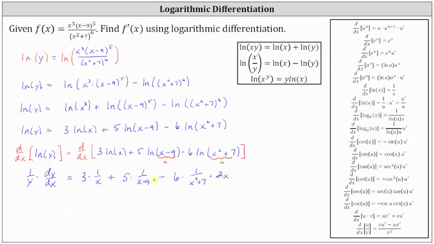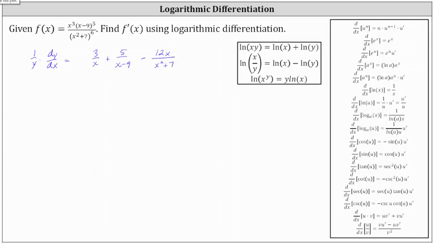Let's go and simplify these products. We have 1 divided by y times dy dx equals 3 divided by x plus 5 divided by the quantity x minus 9 minus, in the numerator here, 12x divided by the quantity x squared plus 7. The next step is to solve the equation for dy dx by multiplying both sides of the equation by y. Let's do this on the next slide.